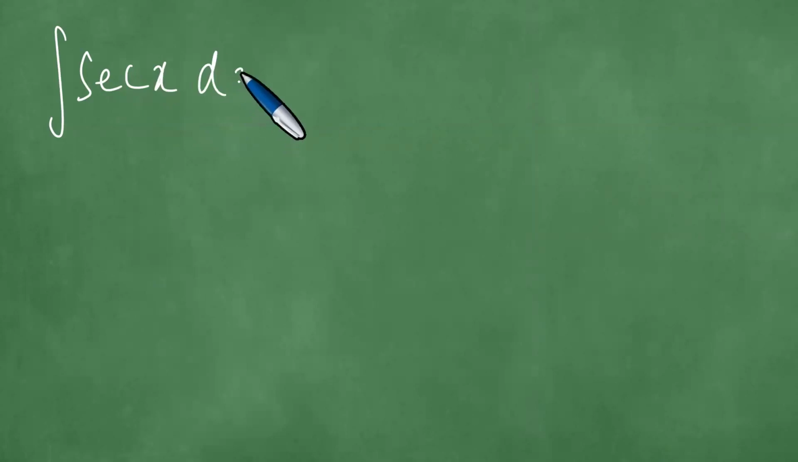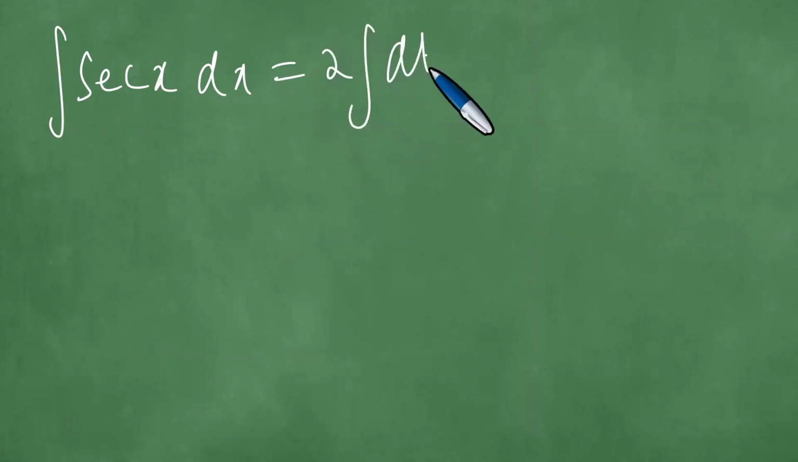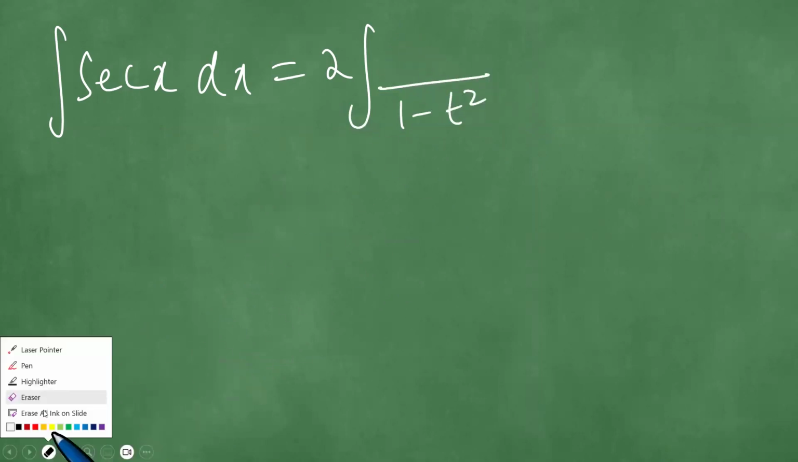of the secant of x dx, which is equal to twice dt divided by 1 minus t squared. So what is the meaning of all these here? We have dt here.